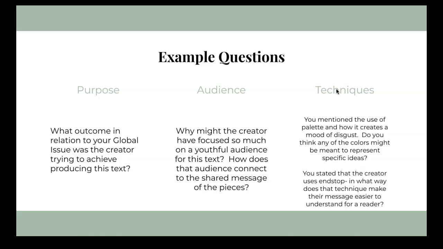So let's look at some examples of these questions, the types of questions you might see in your IO Q&A. First of all, purpose. So what was the outcome in relation to your global issue that the creator was trying to achieve by producing this text? For what reason did they make this? Audience. Why might the creator have focused so much on a youthful audience for this text? How does that audience connect to the shared messages of the pieces?